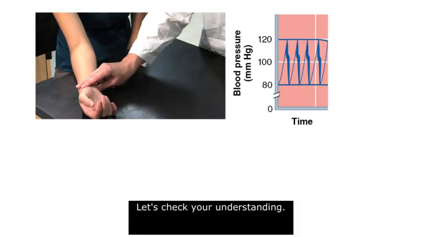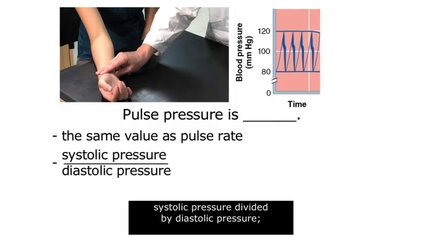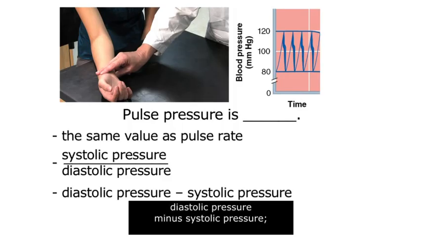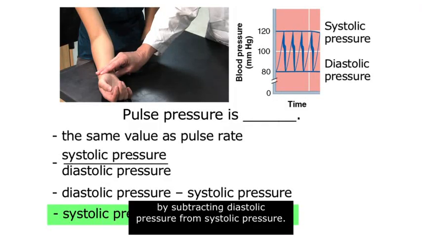Let's check your understanding. What is pulse pressure? The same value as pulse rate, systolic pressure divided by diastolic pressure, diastolic pressure minus systolic pressure, or systolic pressure minus diastolic pressure. Pulse pressure is calculated by subtracting diastolic pressure from systolic pressure.